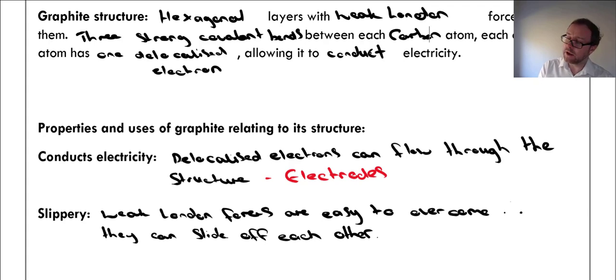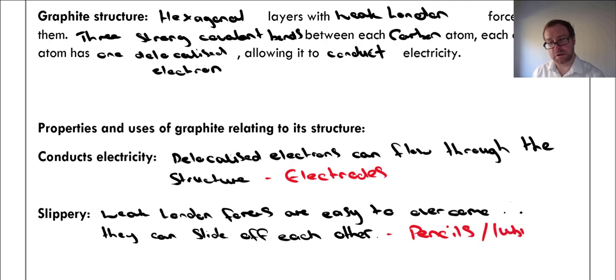So every time you rub some graphite, you'll feel slippy, and that's because you're pulling layers off it. Okay, and its use is that you may see graphite used in pencils. So your pencil is probably made of graphite. You may also know that it's used as a lubricant as well.